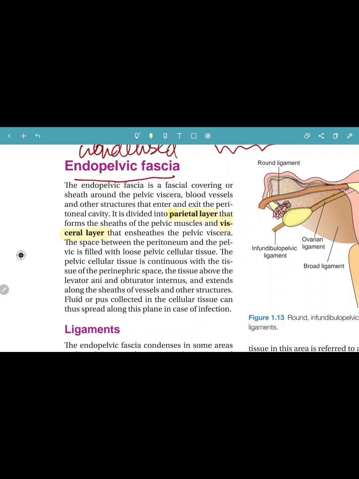The space between the peritoneum and the pelvic floor is filled with loose pelvic cellular tissue. The pelvic cellular tissue is continuous with the tissue of the perinephric space, the tissue above the levator ani and obturator internus, and extends along the sheaths of vessels and other structures. Fluid or pus collected in cellular tissue can spread and cause infection.